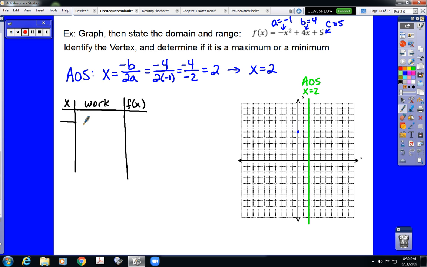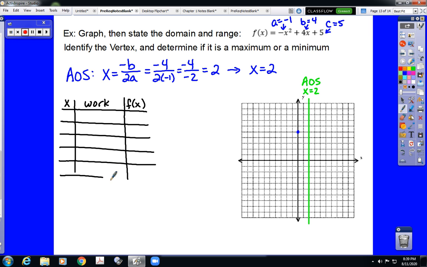That table needs 5 rows because we need at least 5 points to get an accurate picture of our parabola. Our middle number in the x column is our axis of symmetry. So x equals 2, our axis of symmetry, goes in the middle row. We pick 2 values below, that would be 1 and 0, and 2 values above, 3 and 4.